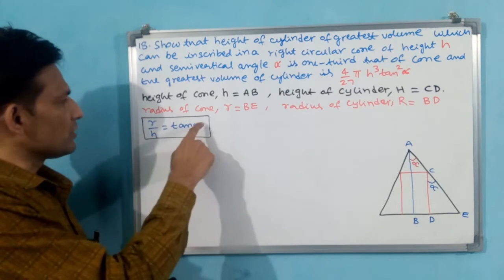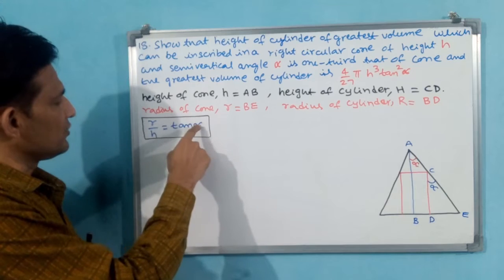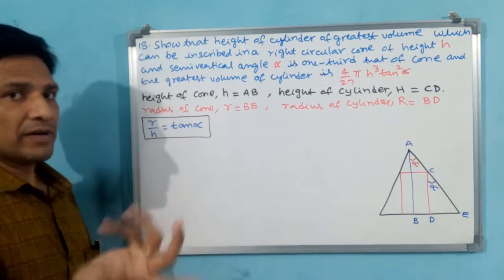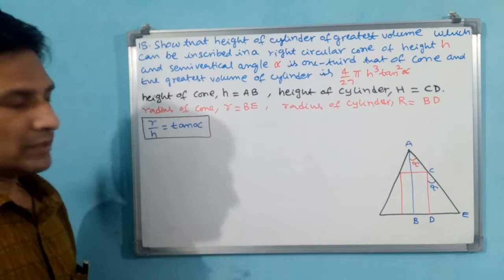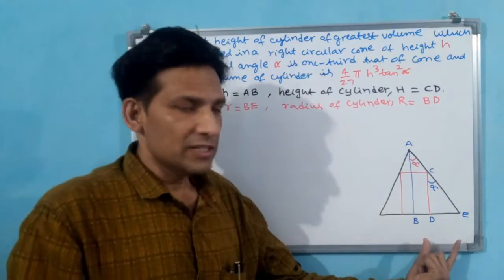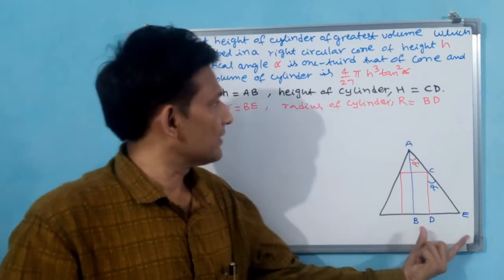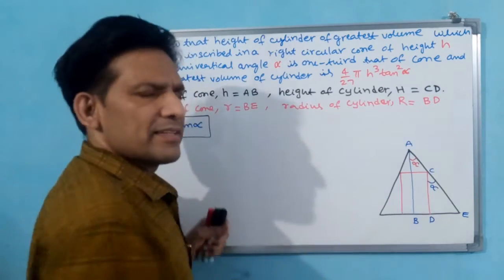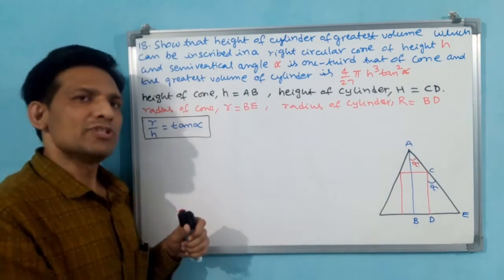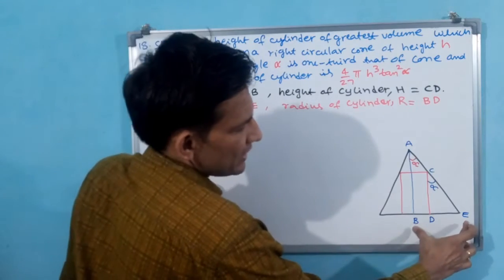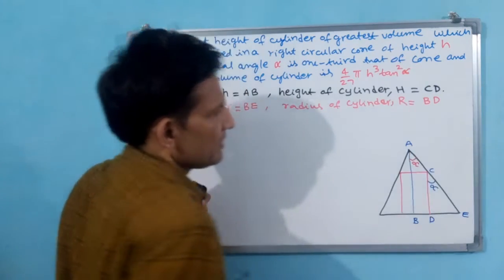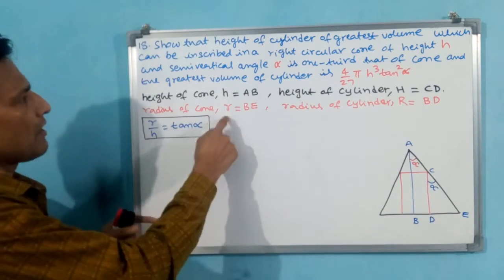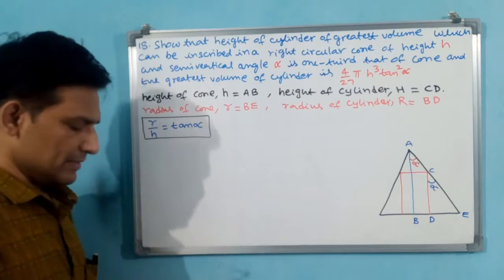We can use r is equal to h tan alpha, or h is equal to r by tan alpha. Anyway, we can use this formula. This is a result we can say. See, BE is r, small r. Tan alpha means what? Opposite side by adjacent side. You see here, opposite side is BE, adjacent side is AB. Okay, r by h is equal to tan alpha, that is there.